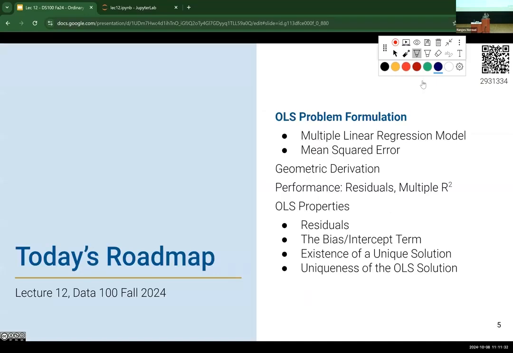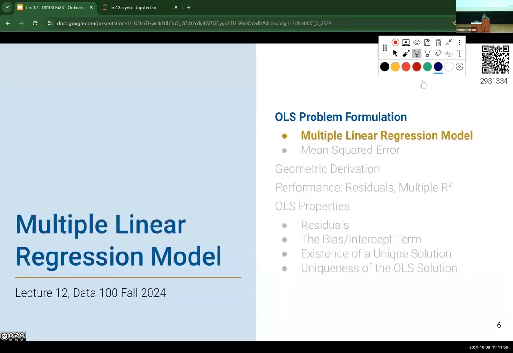So this is the outline for today. I'm going to walk you through the modeling process, the same four-step process that we saw previously with simple linear regression and with the constant model. But this time we're going to see it with multiple linear regression. Then at the end, we're going to talk about some of the properties of OLS, or ordinary least squares, and about evaluating the model that we have built. I'm going to start by introducing what multiple linear regression is.